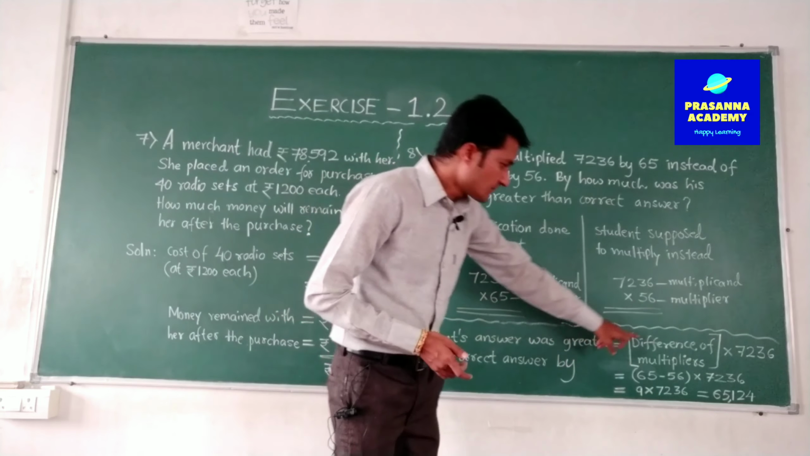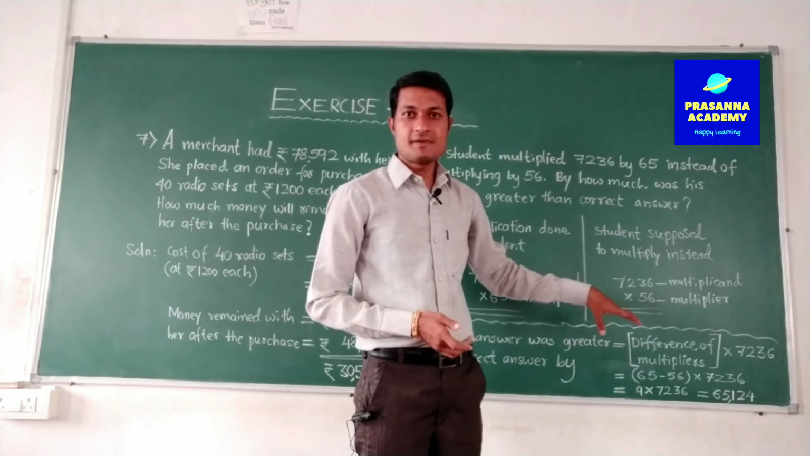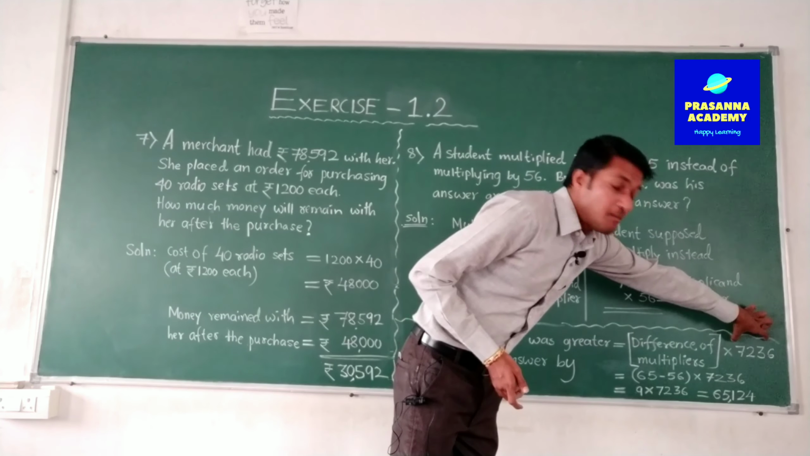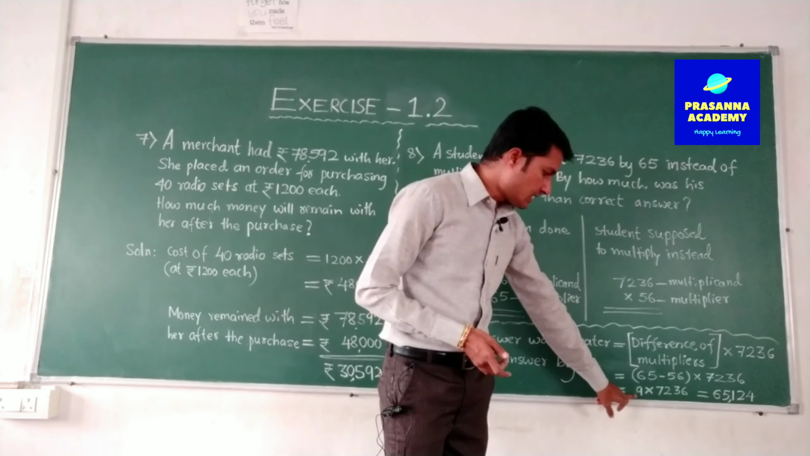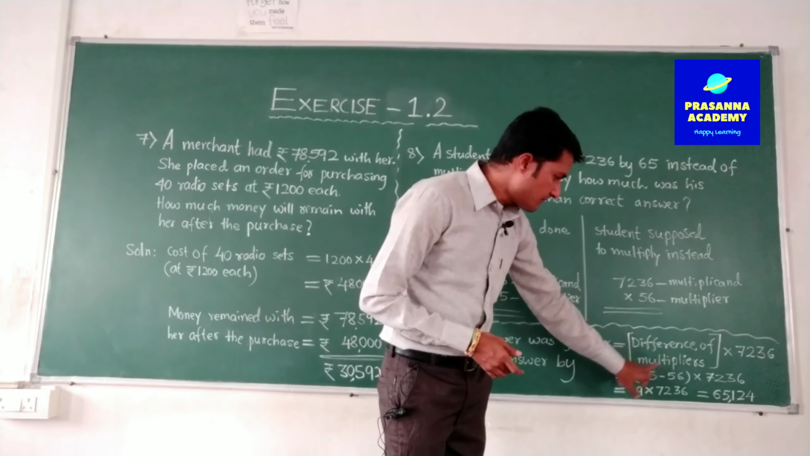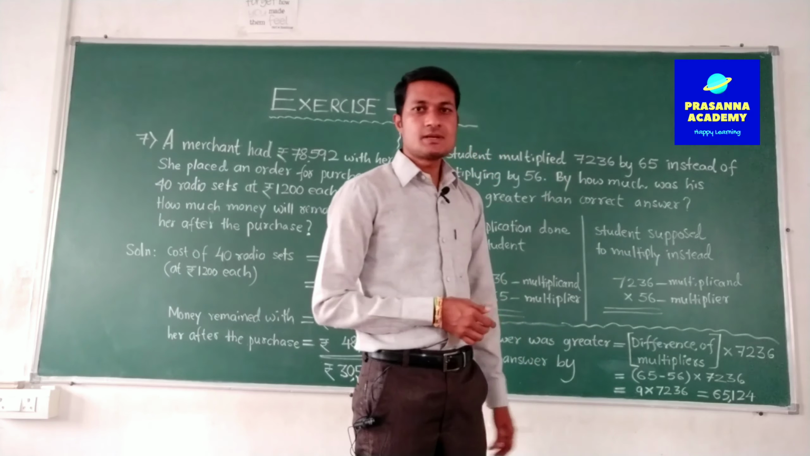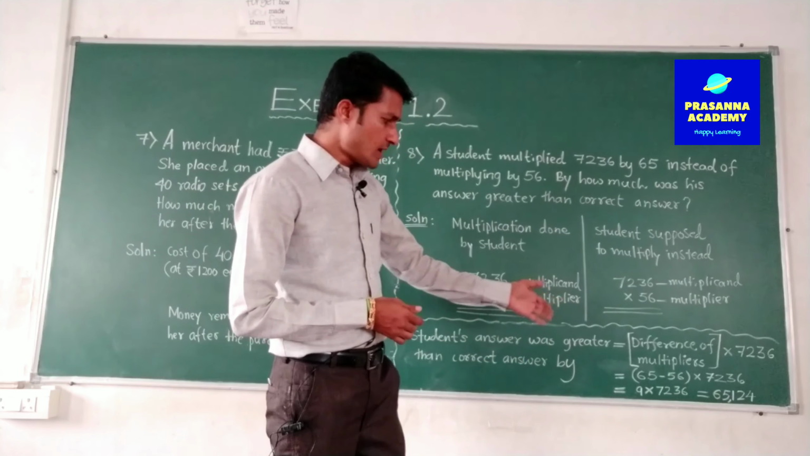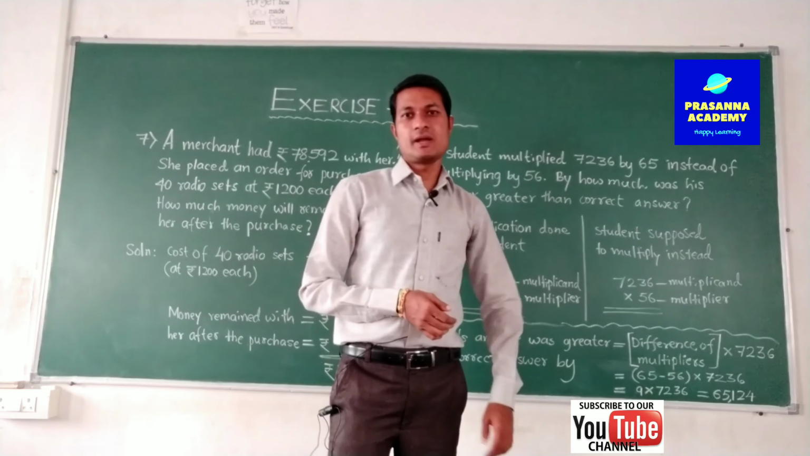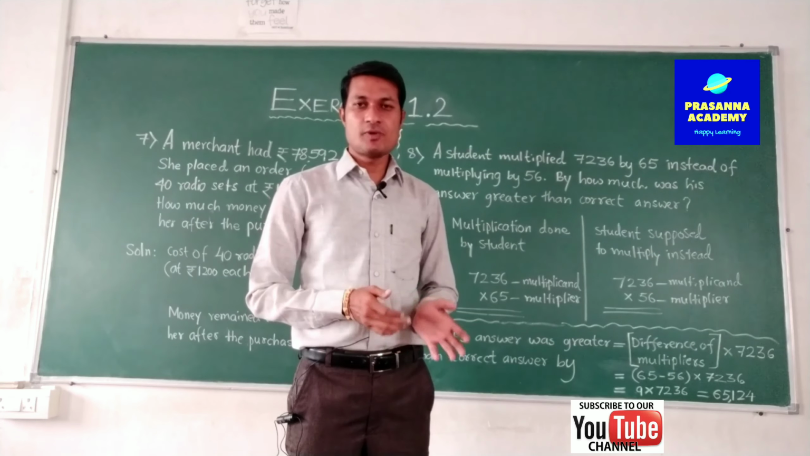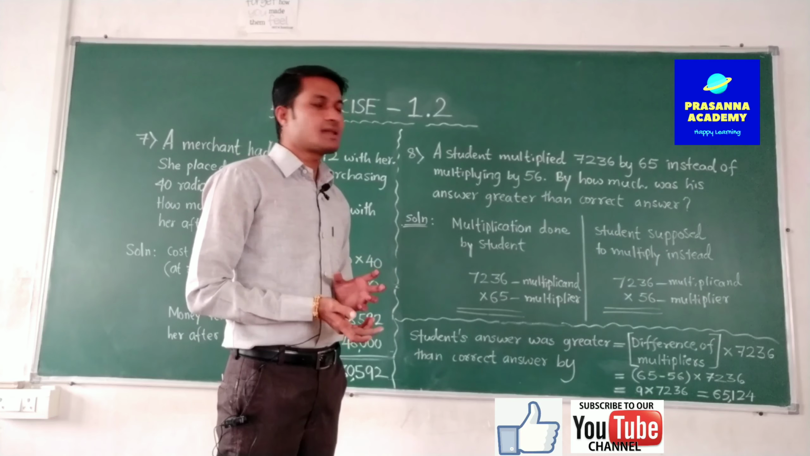So you will get the difference of multipliers, that is 65 minus 56, that is 9, and this difference must be multiplied with the multiplicand, that is 7,236. So I have clearly written: the difference of multipliers, that is 65 minus 56, is 9, which is multiplied by 7,236. Once we multiply this, we will get the product as 65,124. This 65,124 is the number which is greater than the correct answer.